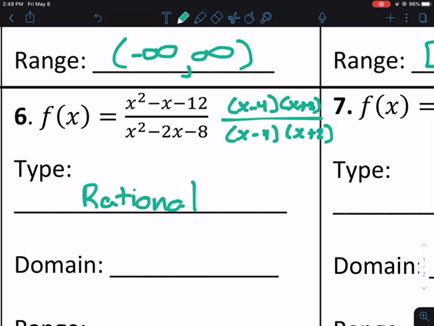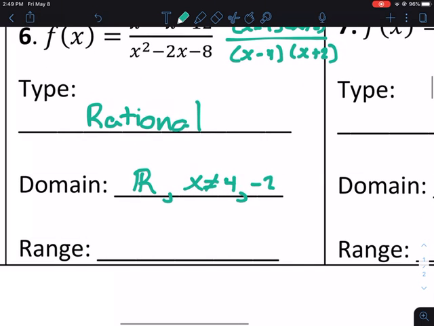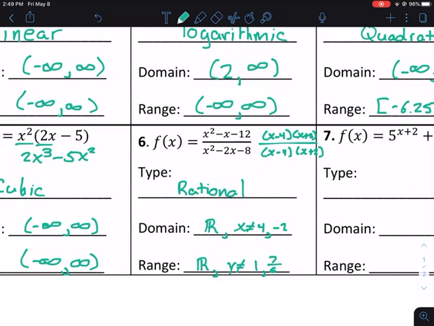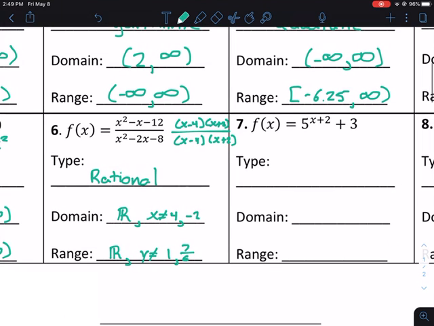Okay, so the x values in the denominator, we can't have 0 in the denominator, so x can be all reals but x cannot equal 4 or -2, which gives us the y values, all reals. y then cannot equal 1 and 7/6. And we get those by looking at the graph and where those x values occur, what the corresponding y values would be.